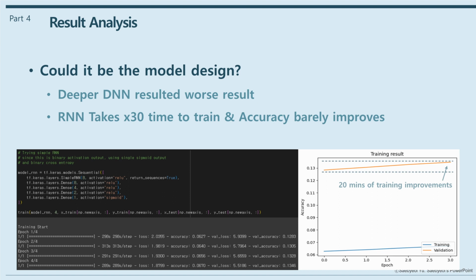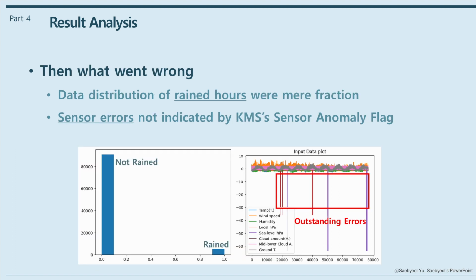In the case of a recurrent neural network, training took 30 times more time, while not attributing to any substantial improvement in the accuracy. One possible reason for low accuracy of raining could be that the number of hours that rained compared to not rained is a mere fraction. Our model likely did not learn as we wanted due to the imbalance of the output data.